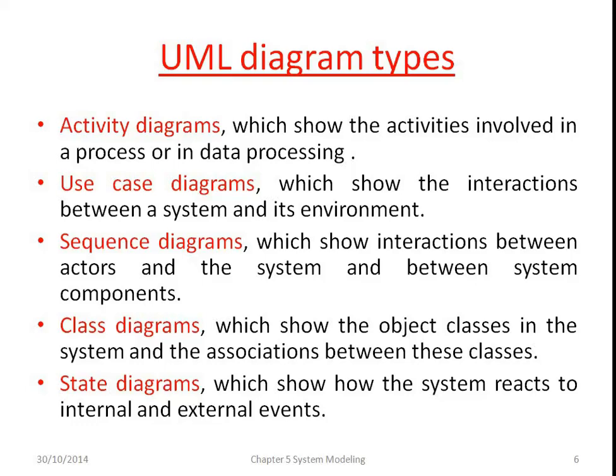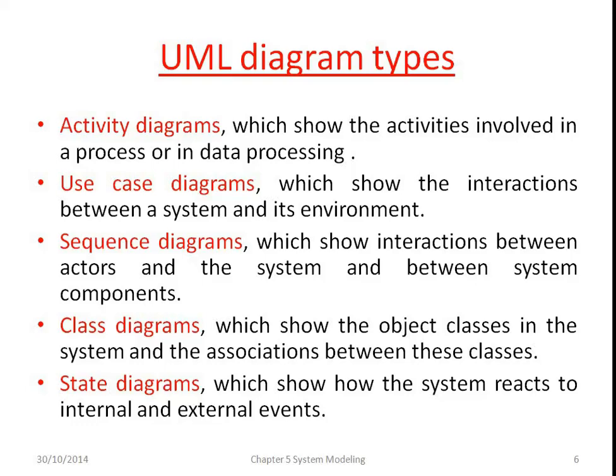The use case diagram shows the interaction between the system and its environment. The sequence diagram shows the interaction between the actors and the system and between the system components. Actors means users. You show the interaction between users or customers and the system, and between the system components. The class diagram shows the object classes in the system and the associations between these classes.